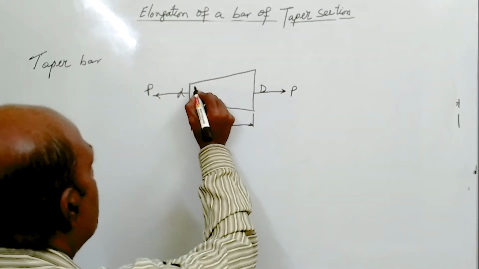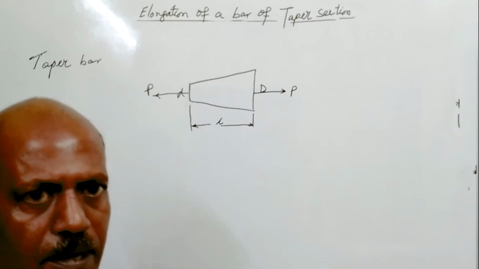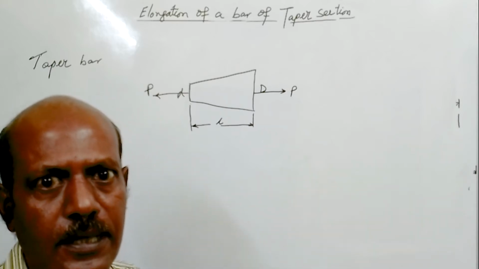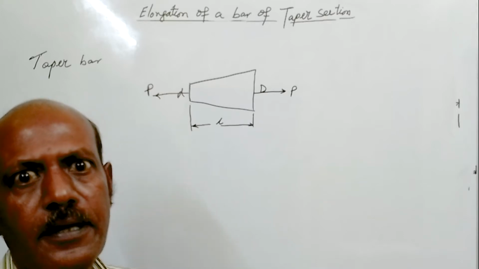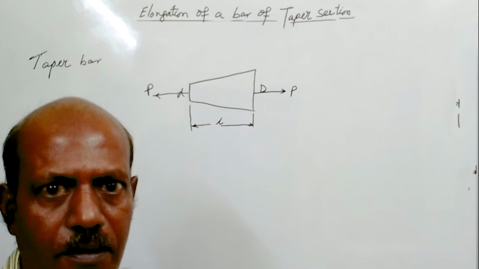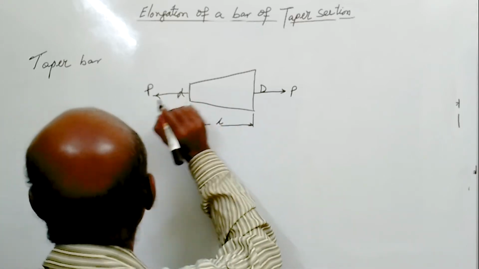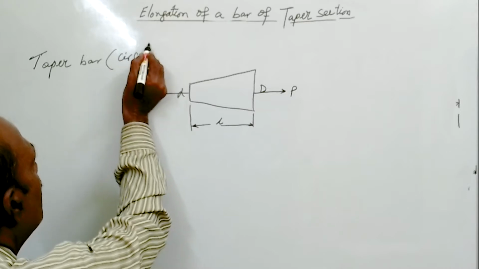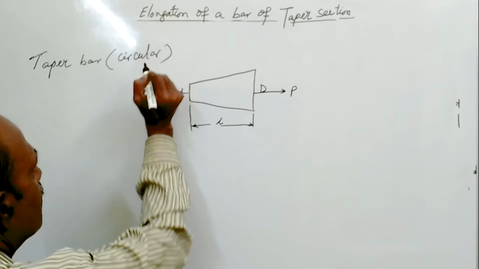So that means at every point, what is taper? We should know taper. A gradually increasing or decreasing bar is known as a taper bar. Now, this is a circular taper. What does this circular taper mean?